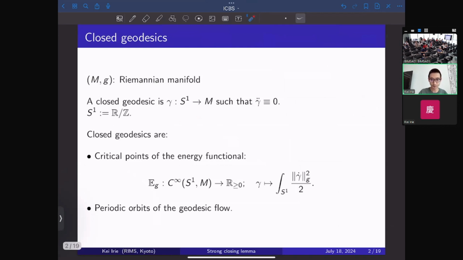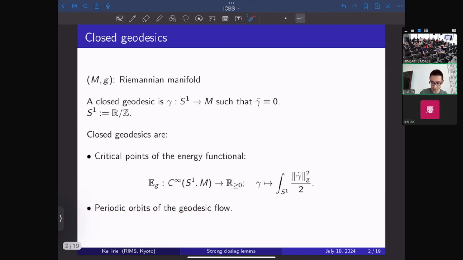So let (M, g) be a Riemannian manifold, and of course a closed geodesic on M is a map from S^1 to M such that the second derivative is constant zero, and there are at least two viewpoints to study closed geodesics. The first viewpoint is that they are critical points of the energy functional. So we can use Morse theory to study closed geodesics. And the second viewpoint is that they are periodic orbits of the geodesic flow.